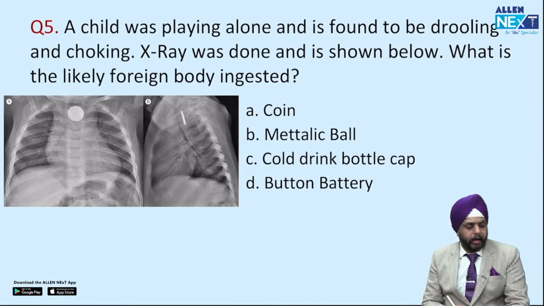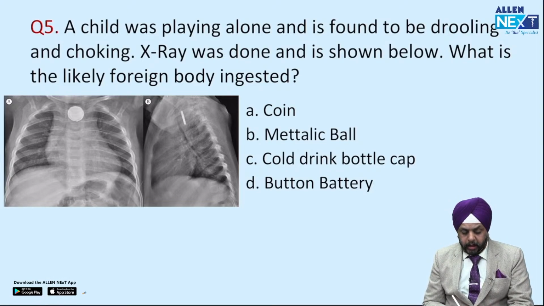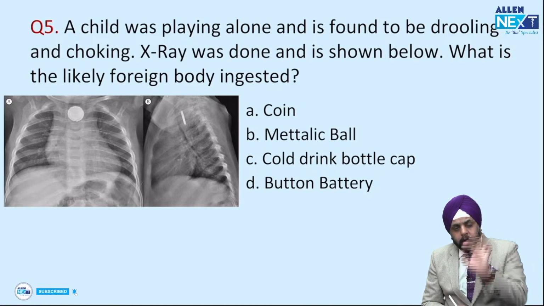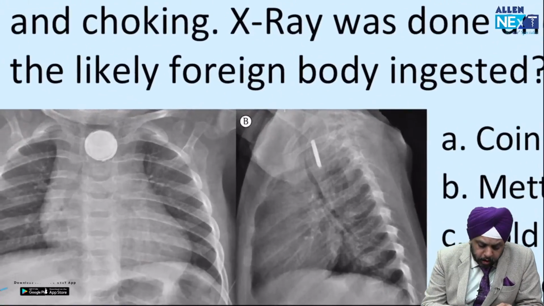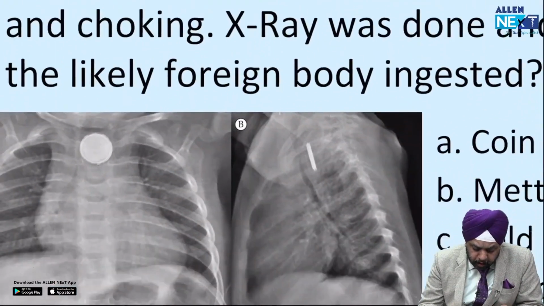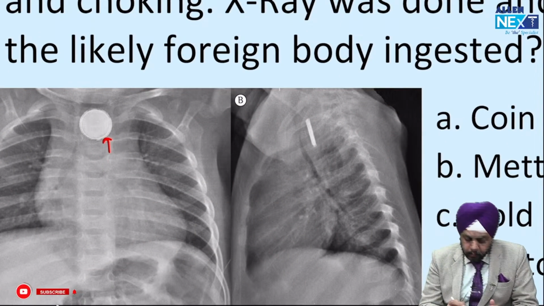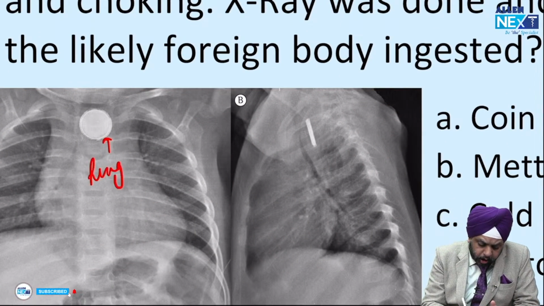And I have taught you in my lectures multiple times that whenever you see a coin or a ring-like, circular foreign body, you have to look very carefully. This is one thing that we have to see as clinicians: over here, there is a ring in ring appearance.